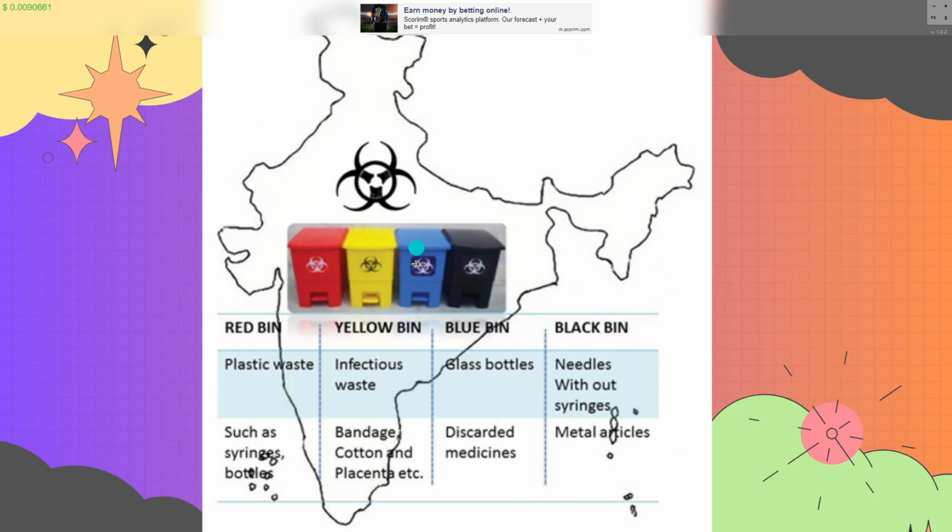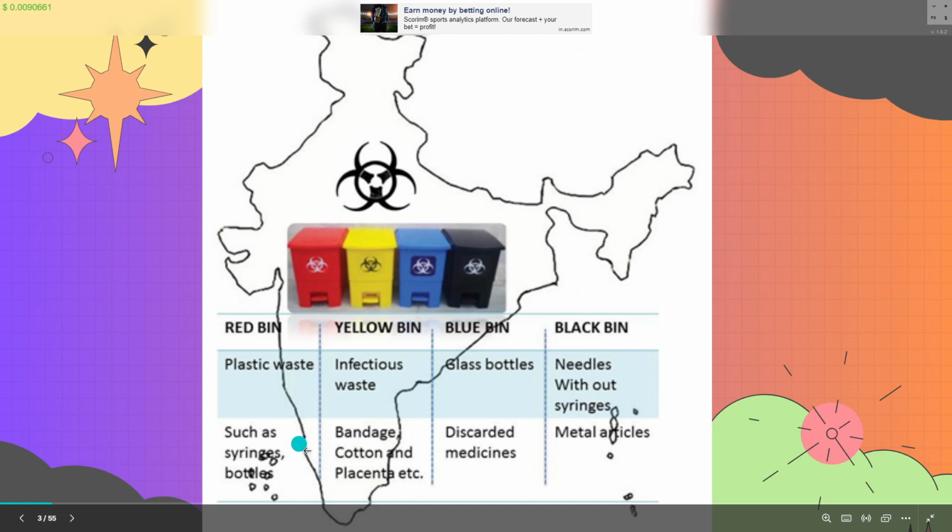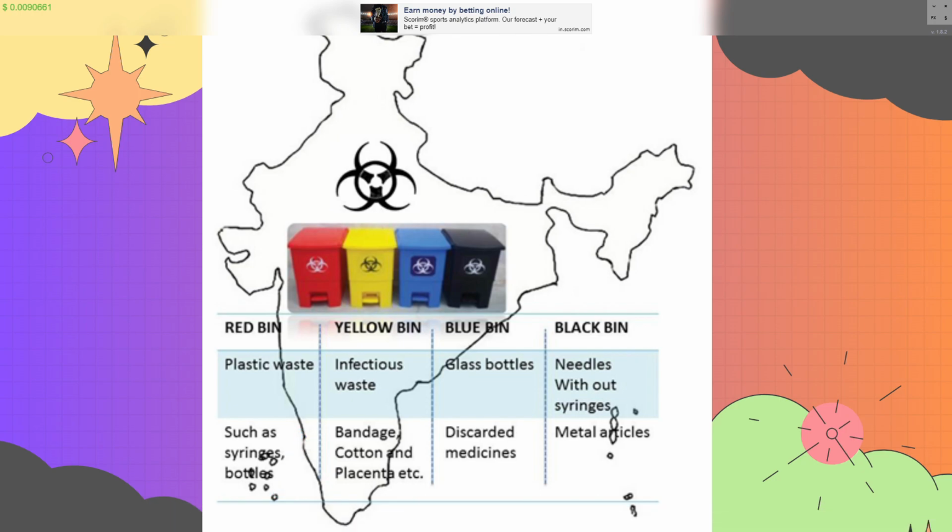In India, all over India, there are most probably four colors used: red, yellow, blue, black, or white. Either black or white bins should be used in India only. In red bin, all plastic waste such as syringes, bottles, plastic content, everything like urinary bags, IV sets, everything will go into the red bin.